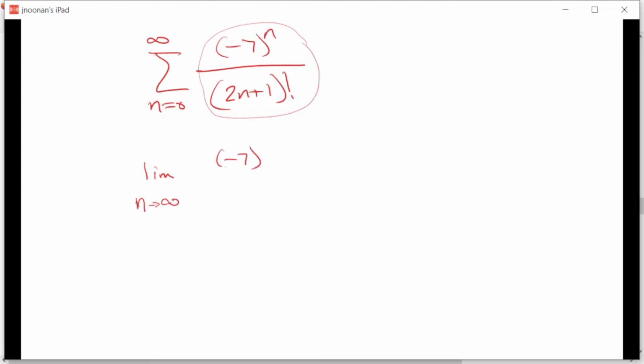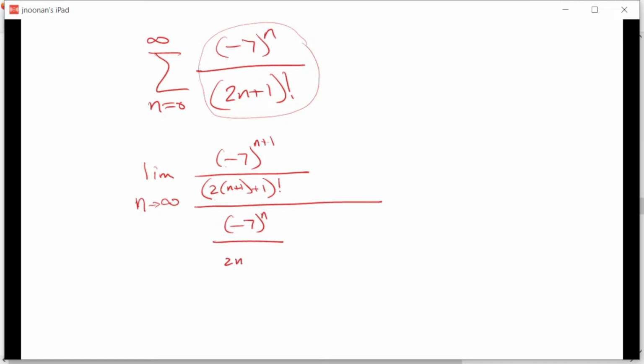Negative 7 to the n plus 1 over 2 times n plus 1 factorial, all over negative 7 to the n over 2n plus 1 factorial. And you've got absolute value symbols around the whole thing. So that would be your first step.